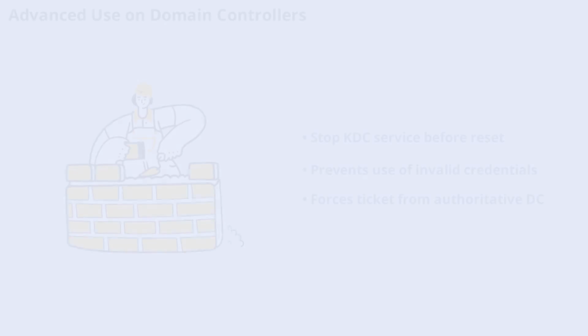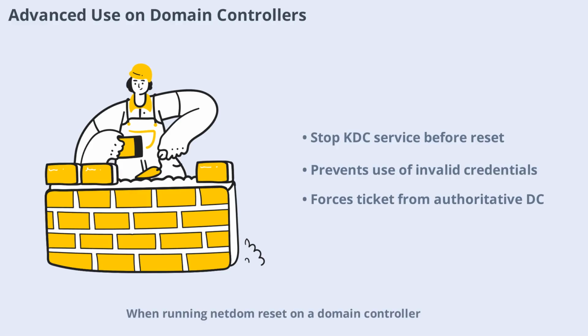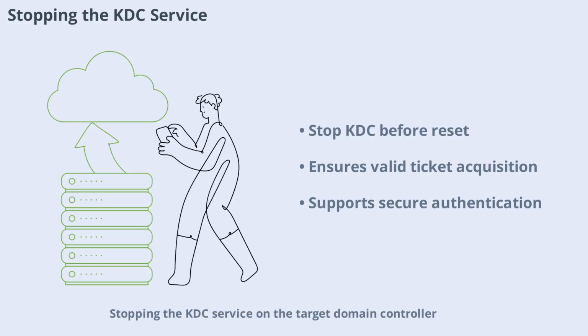When running netdom reset on a domain controller, there are additional considerations. Specifically, the Kerberos Key Distribution Center (KDC) service may need to be stopped before resetting the password. This step ensures the domain controller does not attempt to issue Kerberos tickets to itself using outdated credentials, forcing it to obtain a valid ticket from another authoritative controller. Stopping the KDC service on the target domain controller is a crucial step before performing the password reset. This action ensures that the controller does not rely on its own potentially invalid credentials. Instead, it must contact another domain controller to obtain a valid Kerberos ticket, which is necessary for secure authentication and replication.